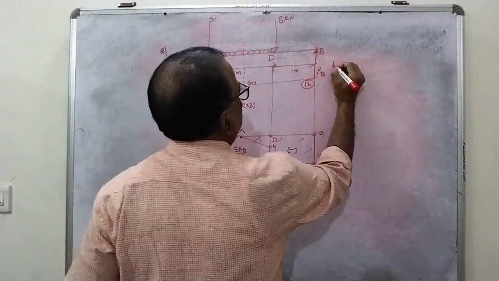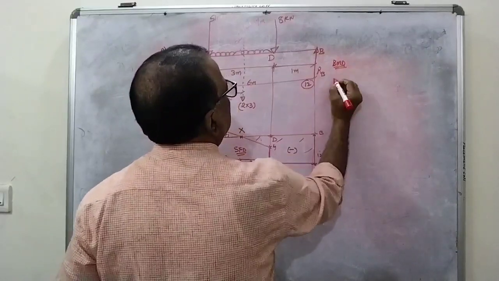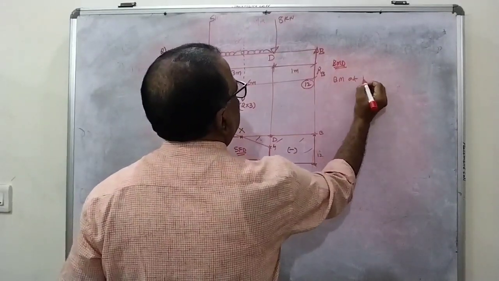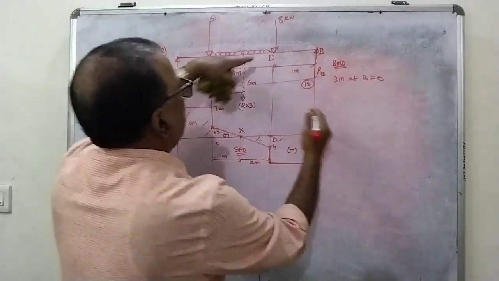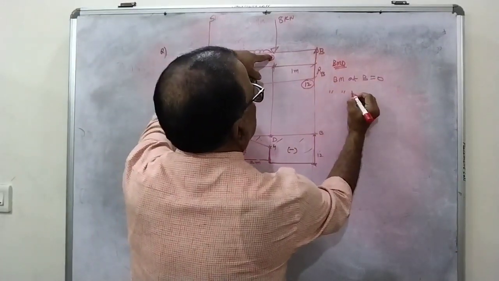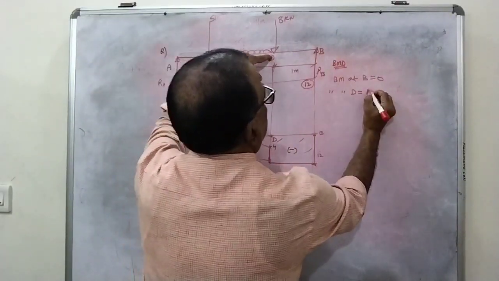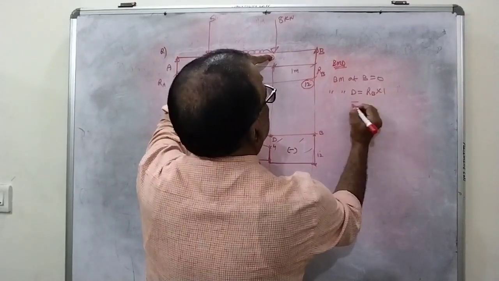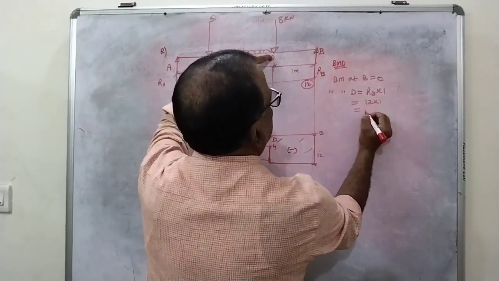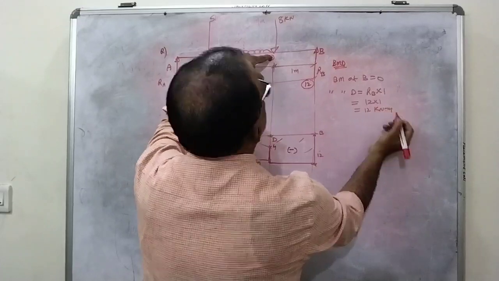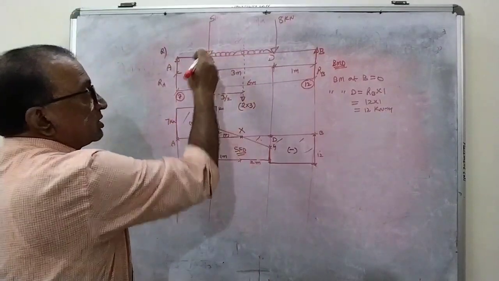Now let us draw the bending moment diagram. Bending moment at B is equal to 0. First point. Next point, bending moment at D, as usual, RB into 1. RB is 12 into 1. You are getting it as 10 kilonewton meter. Next point, don't go to C.